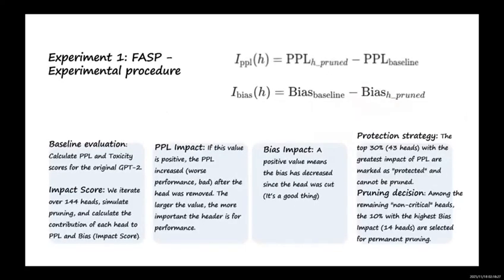In the process of the experiment, we evaluated all attention heads of GPT-2 individually. We calculated the PPL impact value and the bias impact value for each head, as shown in the formula on the slide. These are calculated as the difference between the value after pruning and the value before pruning. A high PPL impact means the head is critical for capability, while a high bias impact means the head is highly toxic. Our strategy has two steps. First, we lock the top 30% with the highest PPL impacts to ensure the baseline performance is protected. From the remaining unprotected heads, we select the top 10% with the highest bias impact for removal.